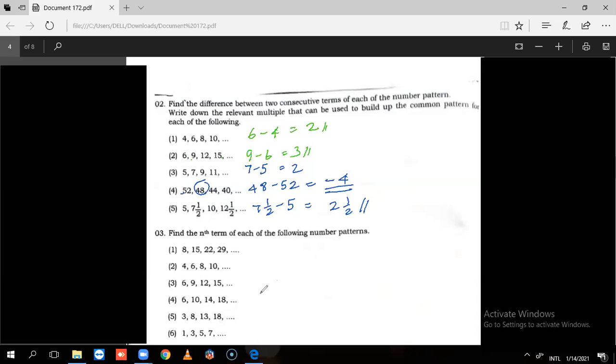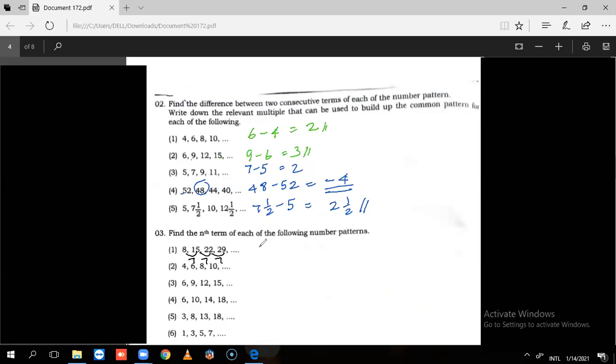Third question. Find the nth term of each of the following number patterns. This means you have to find the general term. I know that it is easy for you to find. First term is here. When we are finding the general term, I use another space for doing this. The common difference is 15 subtract 8. How much is here? 7. Here also 7. Here also 7.